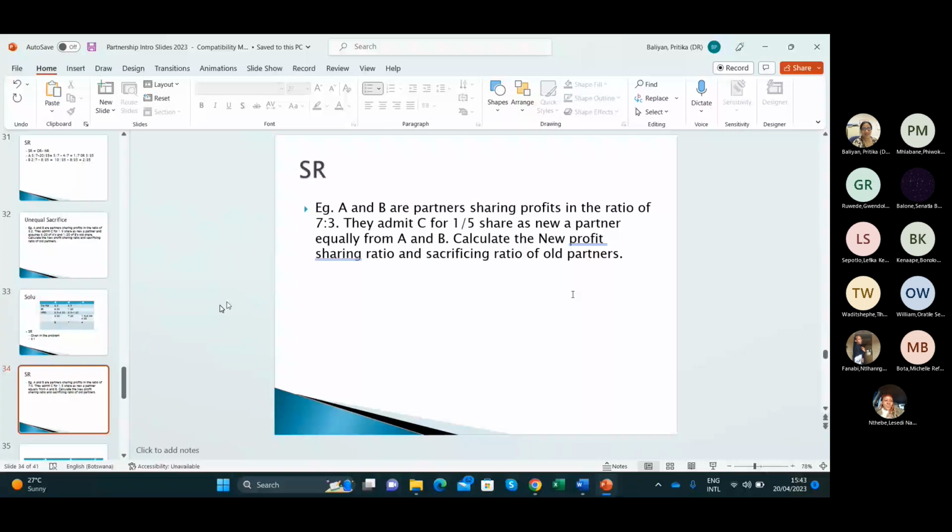This is the third condition, when the old partners are sacrificing equally for the new partner. A and B are partners sharing profits in the ratio of 7:3. They admit C for a 1/5 share as a new partner, equally from A and B. So this 1/5 portion is coming equally from A and B. How do we calculate the new profit sharing ratio?